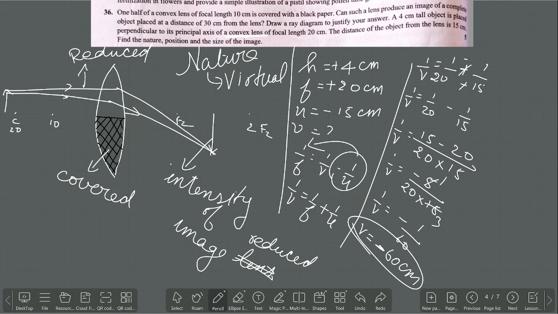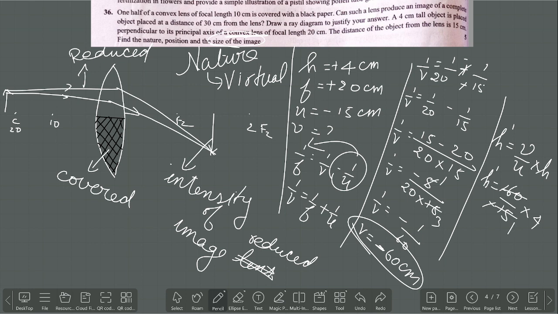Next, we are going to find the size. So what formula can we use here? h dash is equal to v by u into h. h dash is equal to, what is the value of v? We calculated minus 60, by, what is the value of u? It is given in the question, minus 15, into, what is the value of h? 4. Minus and minus will cancel each other. How many 15s are 60? 4 fifteens are 60. So h dash is equal to 4 into 4, plus 16 centimeter. So this will be the height of the image.